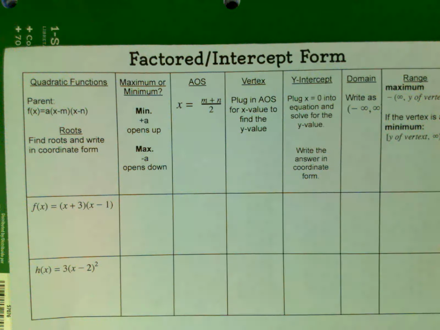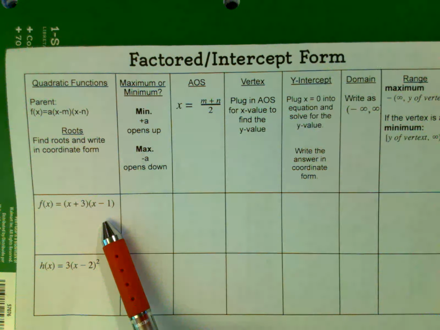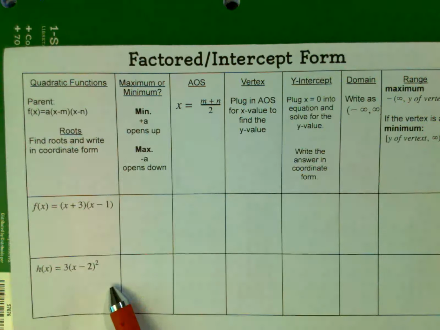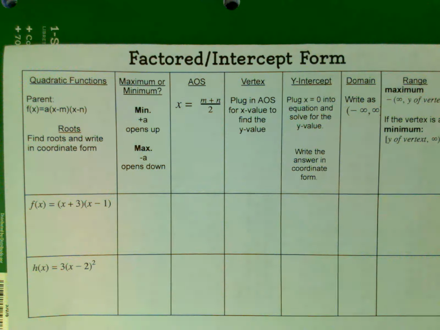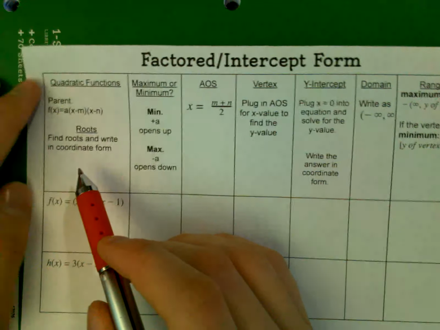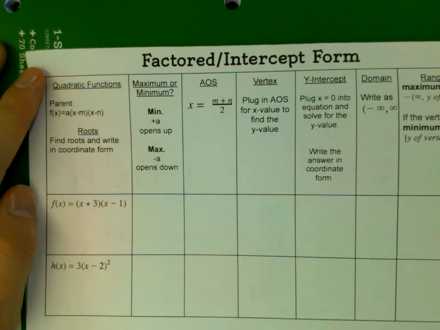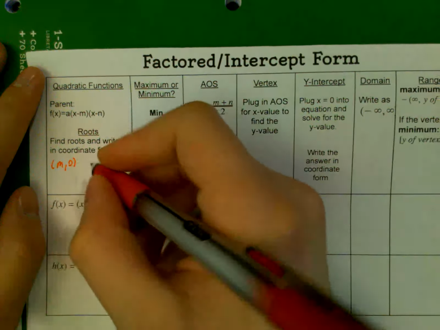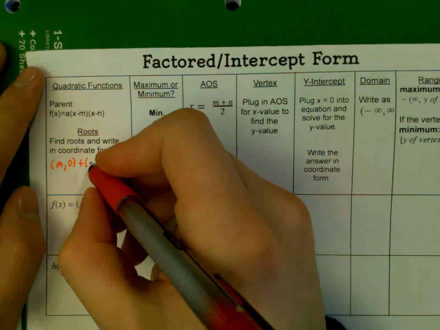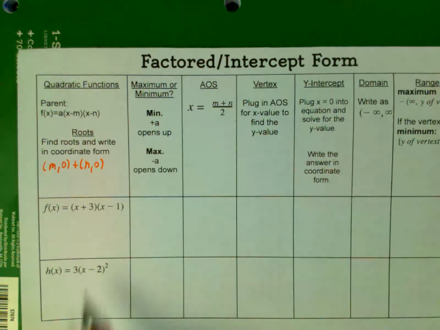Okay? So, now let's start off with the first column. We're given two functions down here. F of x equals x plus 3, x minus 1, and then we have a square one down here. Don't freak out. This shouldn't look too scary. But this should look very familiar to you. Now, in our warm-up, we talked about roots briefly. Someone mentioned roots. We find roots and write them in coordinate form. Roots are this terminology, which is basically m, 0 and n, 0, n and m being the numbers that we get from here.